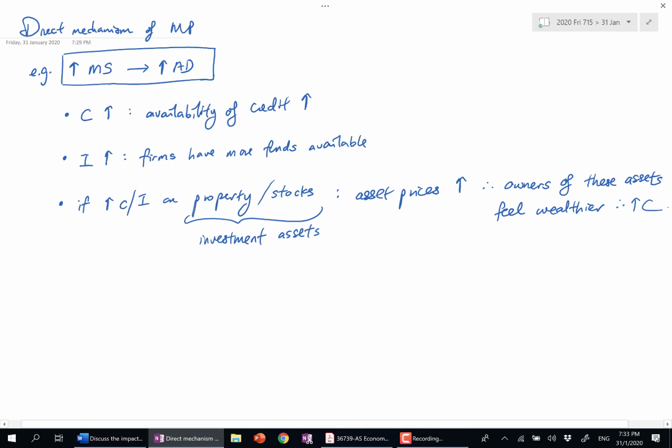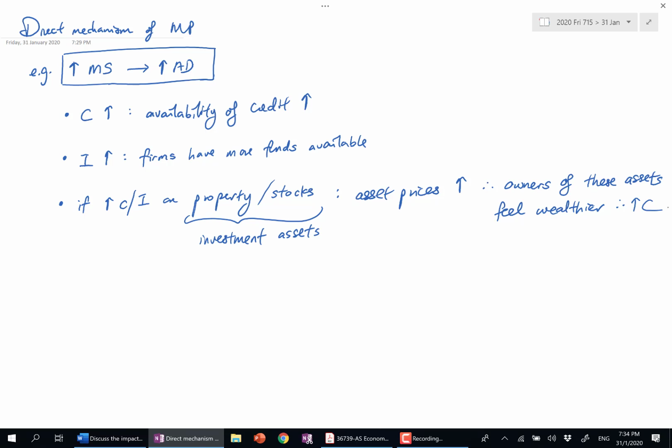Whenever I talked about consumption factors, I only say income, credit, expectations. Wealth effect, seldom used except when you talk about direct mechanism. Okay? So this is one of the instances where you talk about it. Or unless there's a case study, they talk about it. Okay? Any questions? Thus far, I hope you can see we are still talking about higher AD. But we have not mentioned interest rates at all.